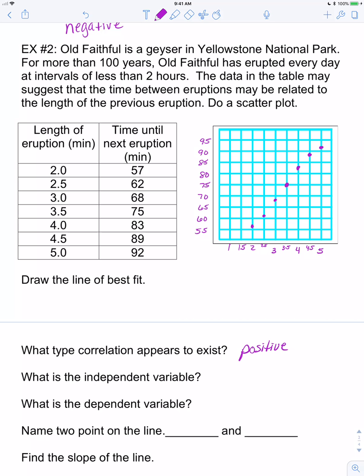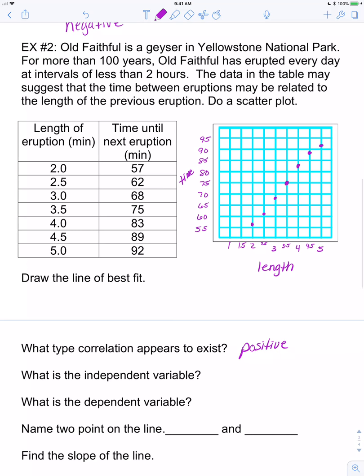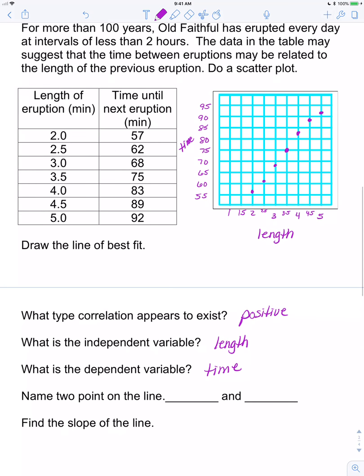So what's the independent variable? And we didn't label these, but this should be length, and this is our time till the next eruption. So our independent variable is the length of the eruption, and then time. So let's name 2 points on the line, and we can just get that from our table.